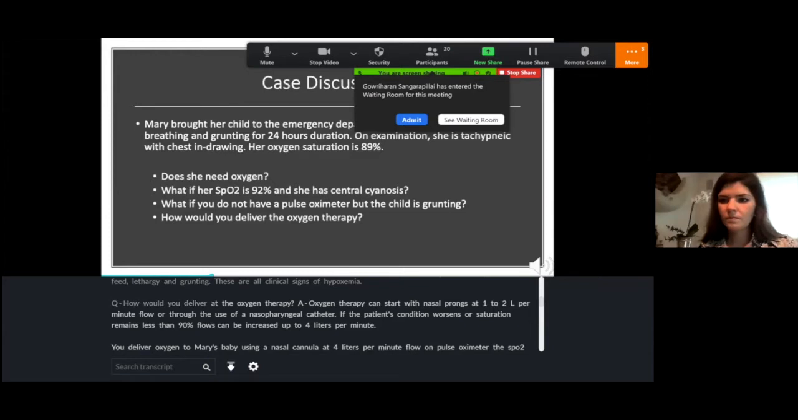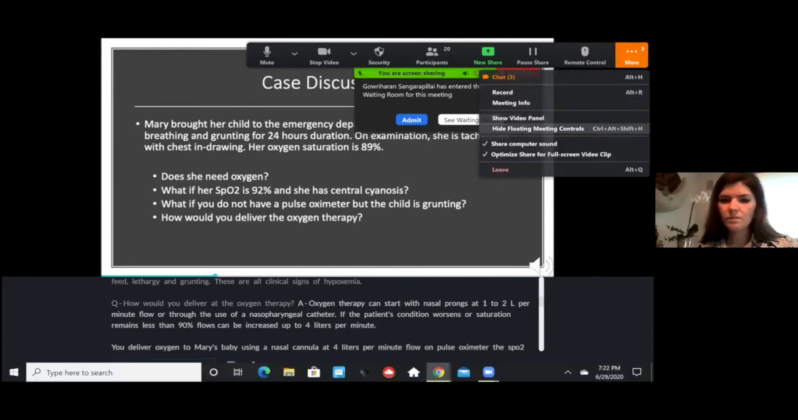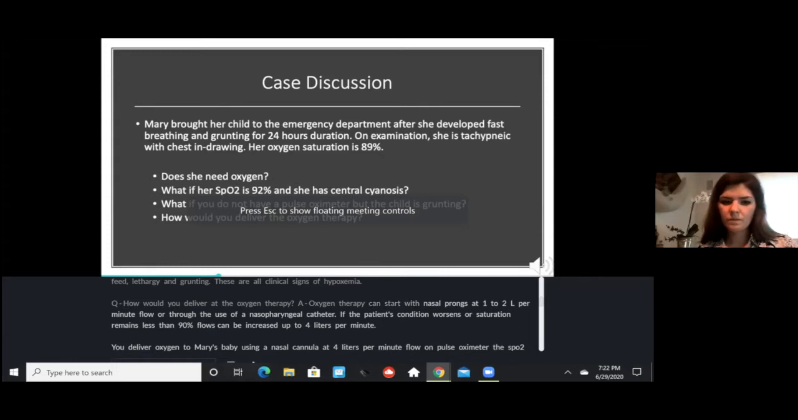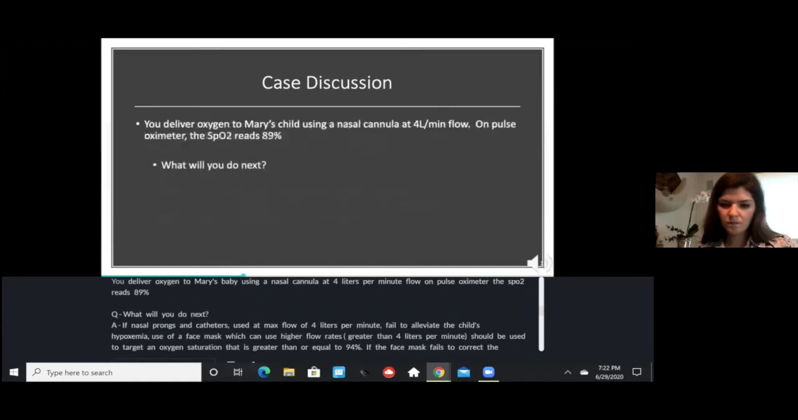How would you deliver the oxygen therapy? Oxygen therapy can start with nasal prongs at 1 to 2 liters per minute flow, or through the use of a nasopharyngeal catheter. If the patient's condition worsens or saturation remains less than 90%, flows can be increased up to 4 liters per minute. You deliver oxygen to Mary's baby using a nasal cannula at 4 liters per minute flow. On pulse oximeter, the SpO2 reads 89%. What will you do next?